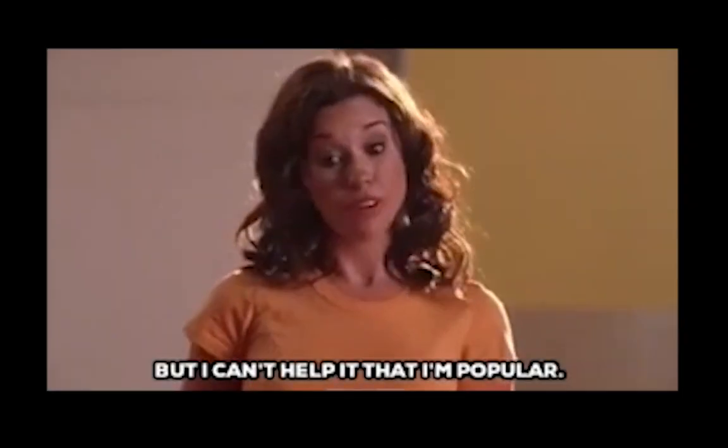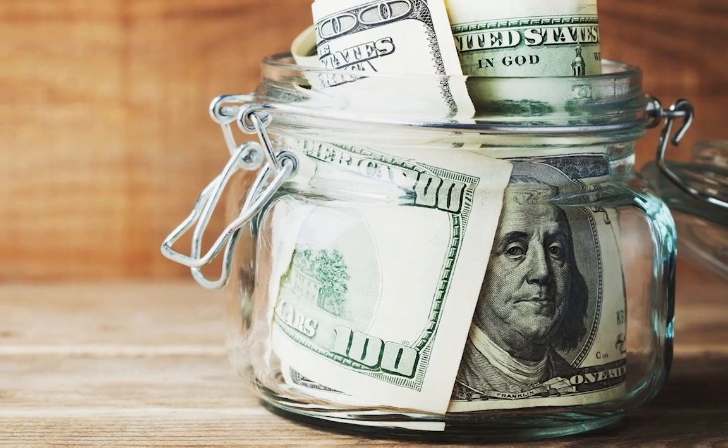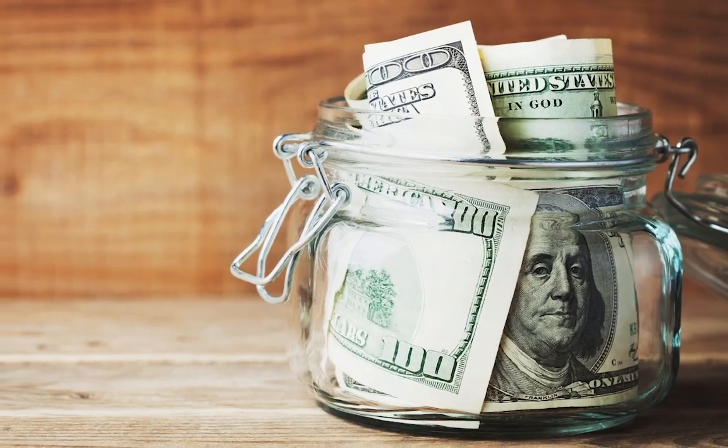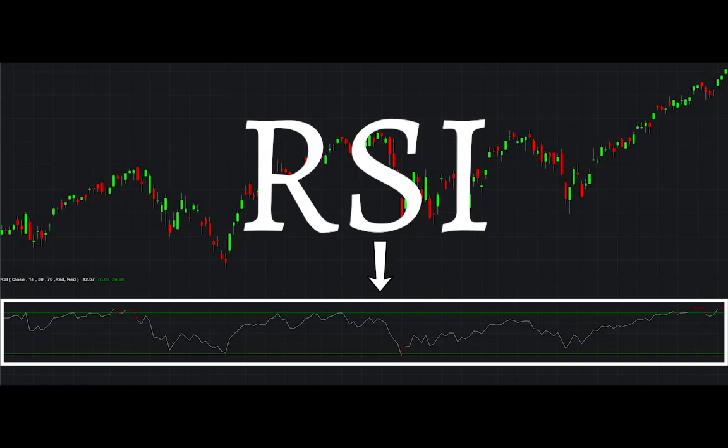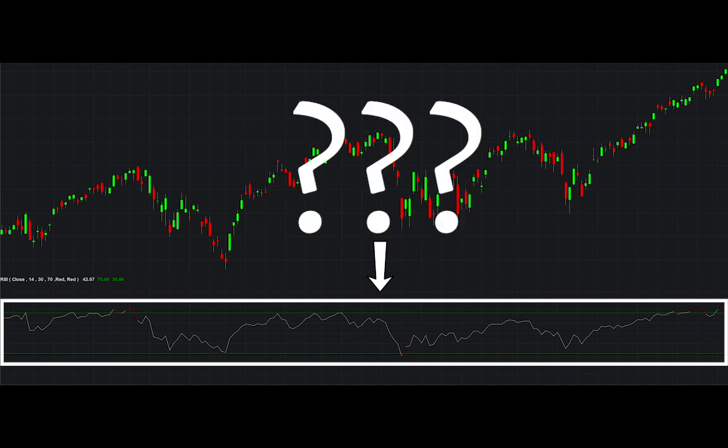So why is this indicator so popular? Most traders have the obvious goal of making money. So how does the RSI help you make money? To understand the answer to that, we need to have a better knowledge of what RSI truly is.